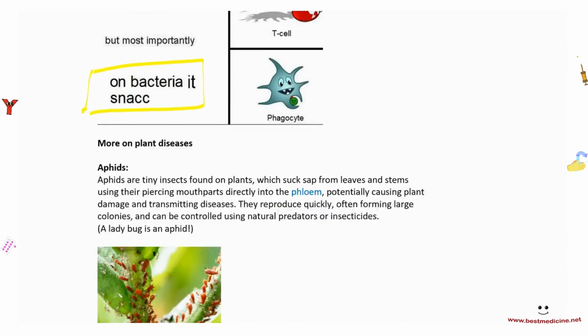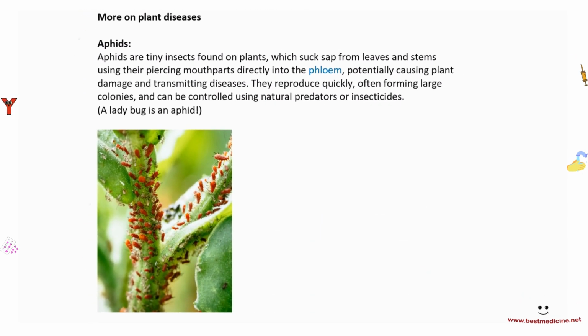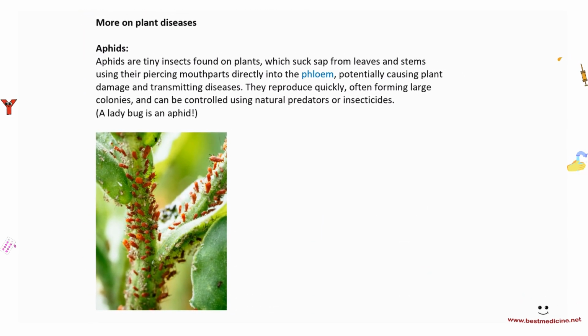Phagocytosis. Okay, more on plant diseases. So aphids are parasites. These are tiny insects found on plants. And what they do is they suck sap from leaves and stems, okay? And usually they have a piercing mouthpart, like a mosquito's, that pierces the skin. They have this piercing that directly goes into the phloem.